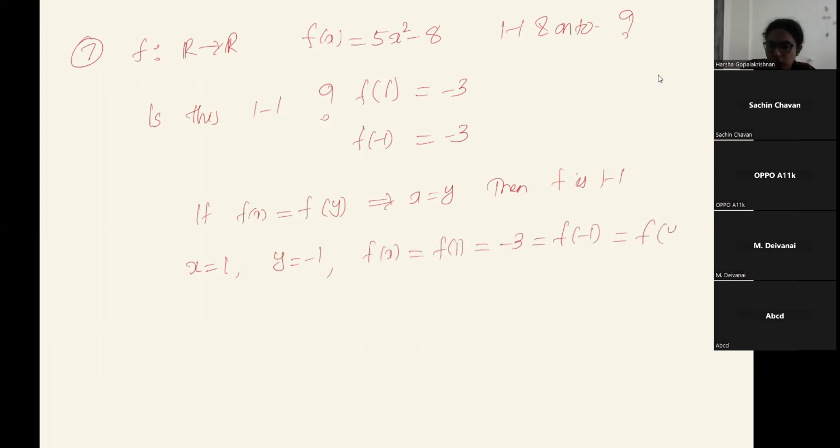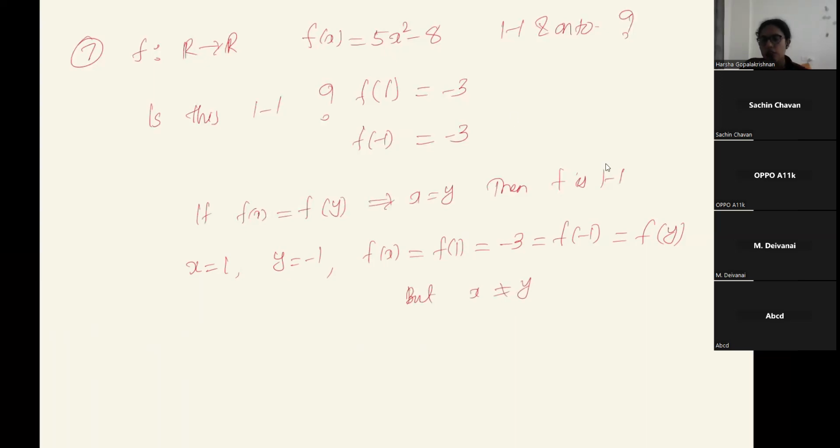Which is f of y. Okay. So f of x equal to f of y. But x not equal to y, correct? x is 1 and y equal to -1. x not equal to y, but f of x and f of y are equal. So this condition is not satisfied. So f is not 1-1 here.